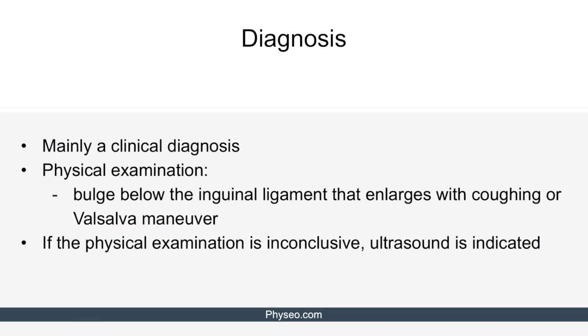The diagnosis of femoral hernia is primarily clinical. On the physical examination, we may palpate a bulge below the inguinal ligament that enlarges with coughing or Valsalva maneuver. However, most of them are asymptomatic and not usually present on the physical examination. So if the physical examination is inconclusive and the suspicion is high, ultrasound is indicated.